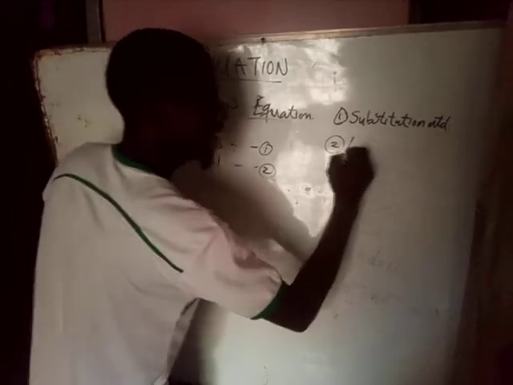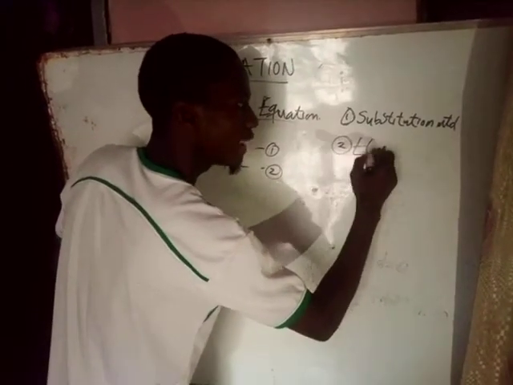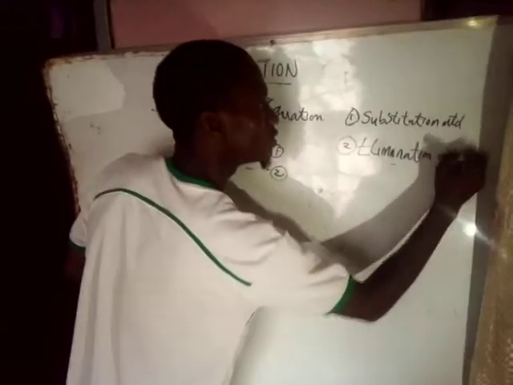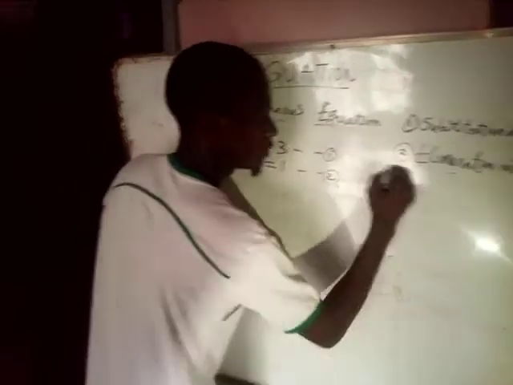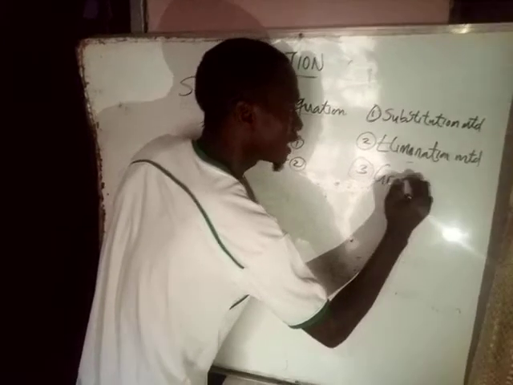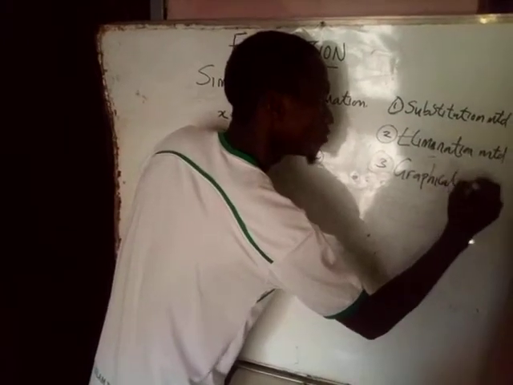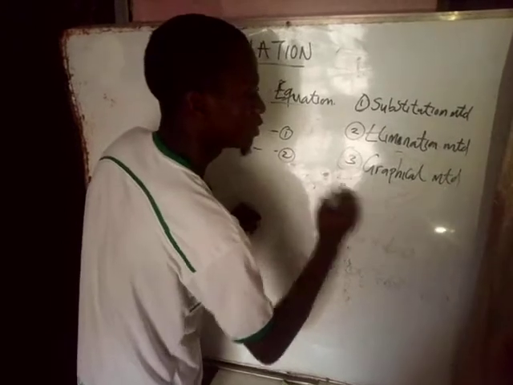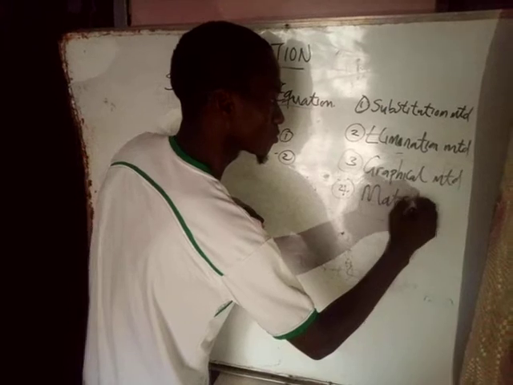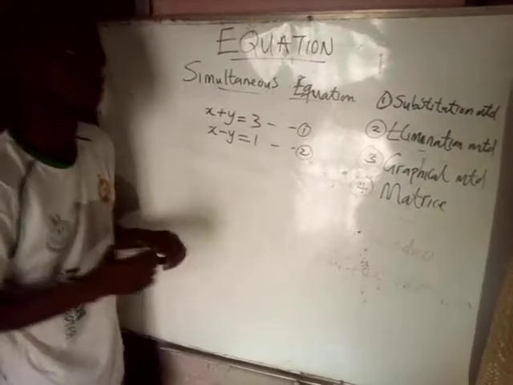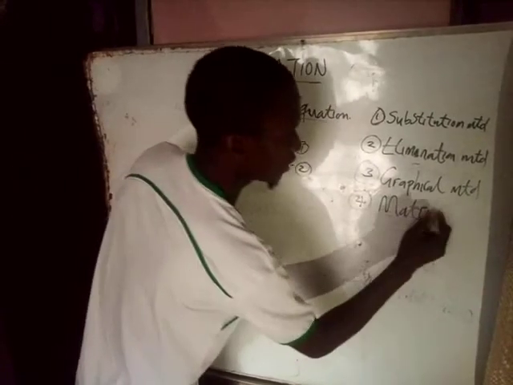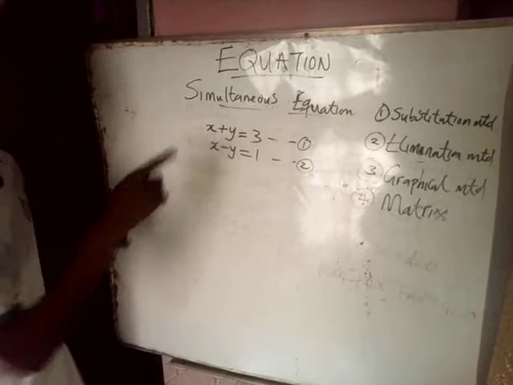The second one is the elimination method. What did I call it? Elimination method. The third one is called the graphical method. What did I call it? Graphical method. The fourth one we call the matrix method, using matrix form. Is it clear?